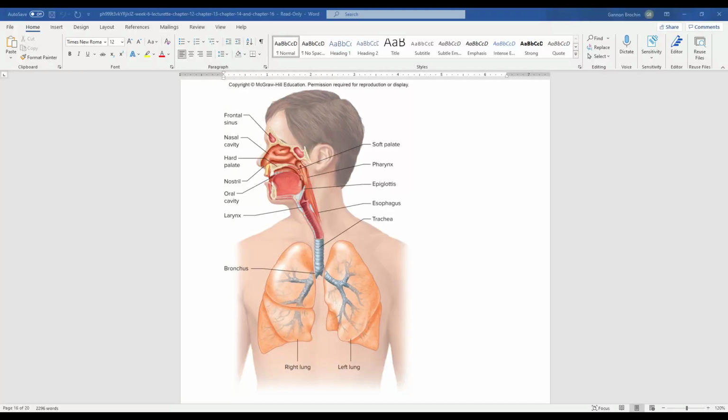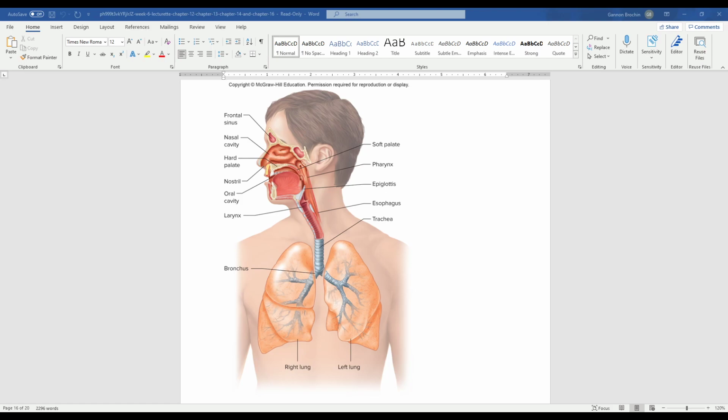All right, guys, so now we're going to begin our discussion of the respiratory system. So, big thing to start off with is to note that the respiratory system is split into the upper respiratory system and the lower respiratory system. The upper respiratory tract includes the nose, nasal cavities, paranasal sinuses, the pharynx, and the larynx.